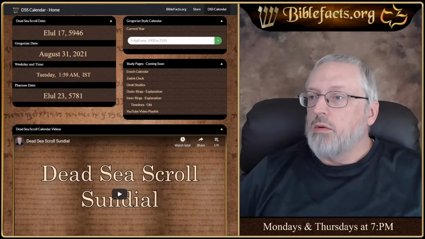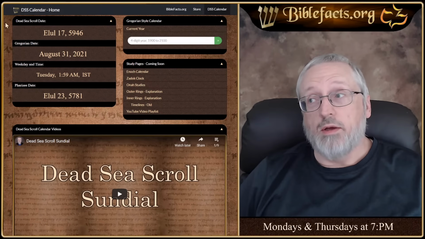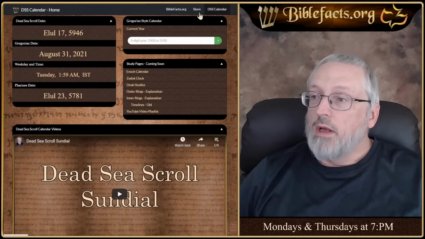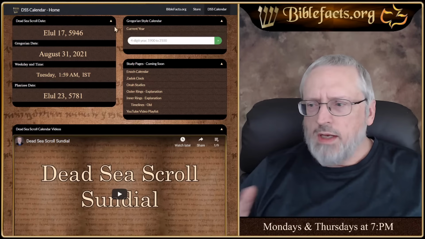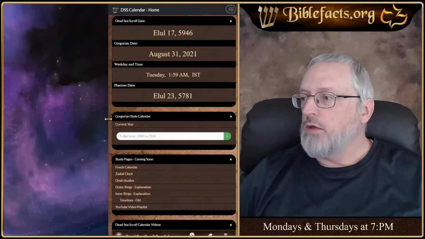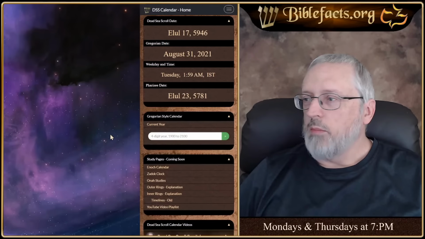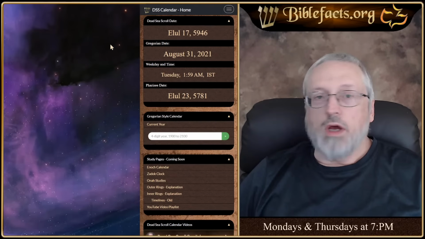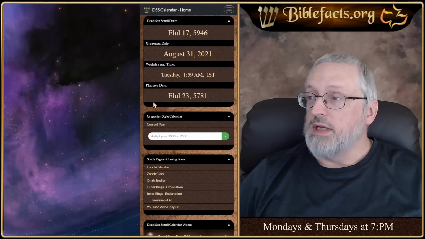So if you're at the Bible Facts website, you can just click on the DSS calendar, and it brings you here. Now, just to let you know, this is website friendly. So if you're on your phone, it's going to look about like that, I believe. And so you come there, the first thing that you see is simply the dates.